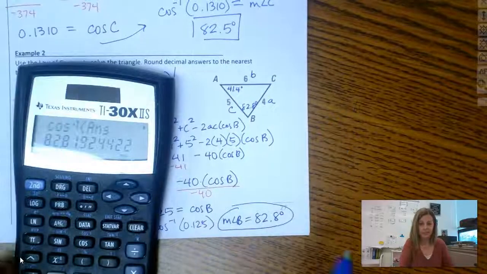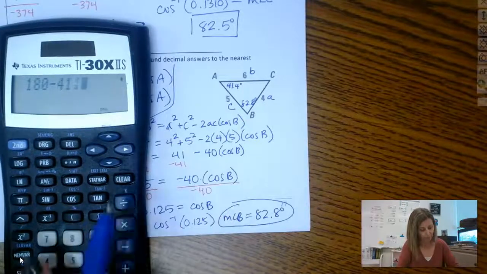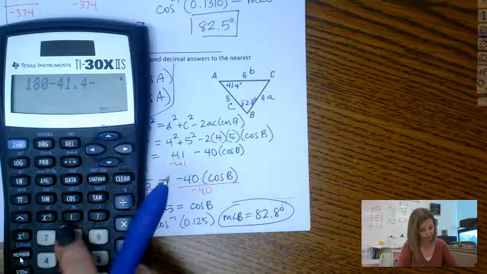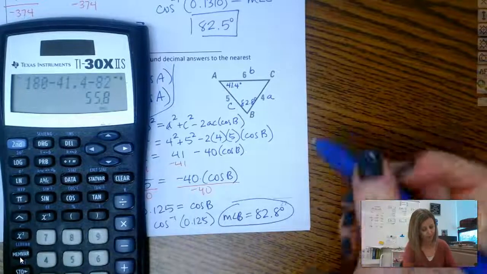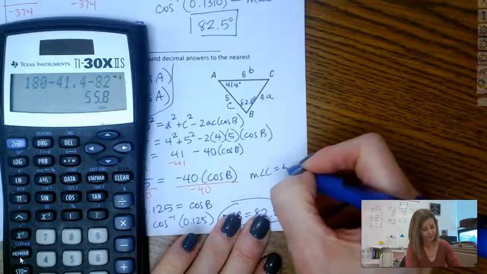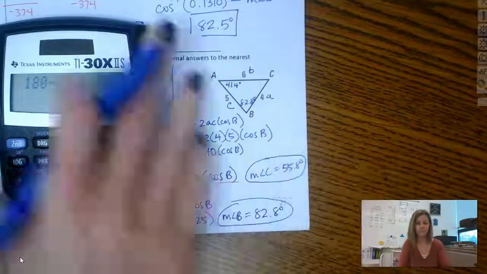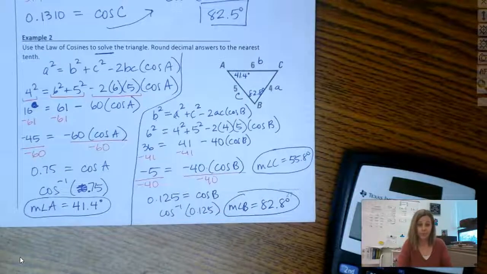So let's take our 180. Let's take out the 41.4 and then subtract the 82.8. So the final answer for measure of angle C is 55.8 degrees. Okay. And those are my 3 angles.